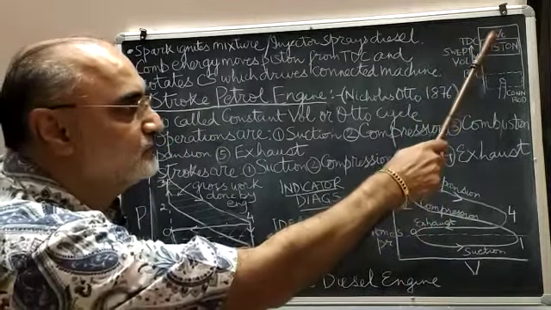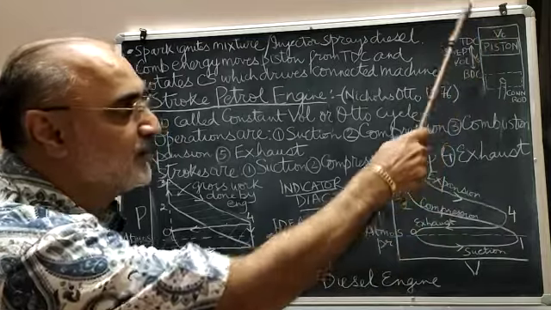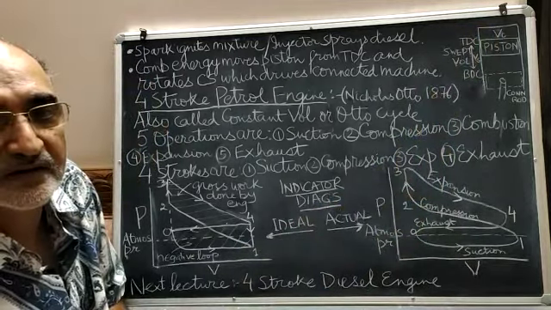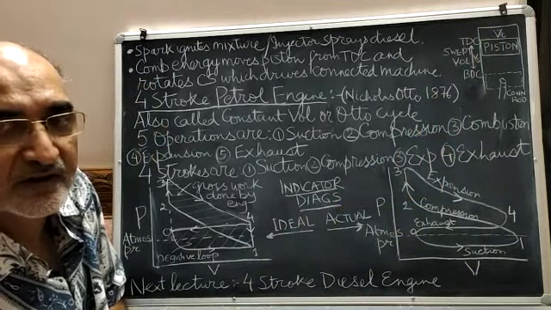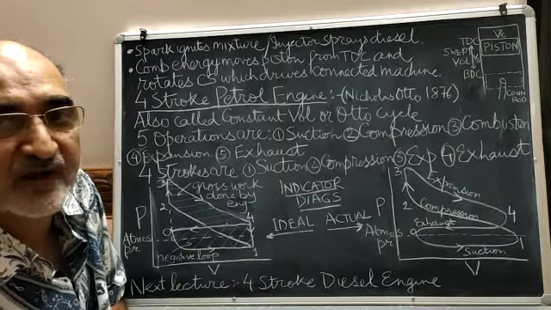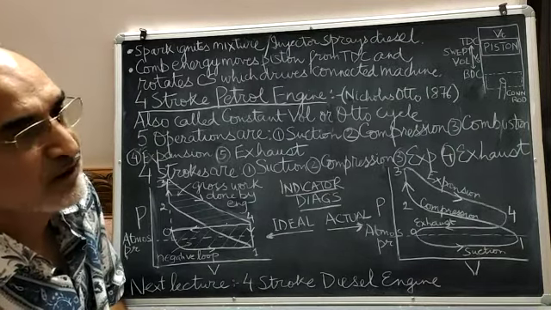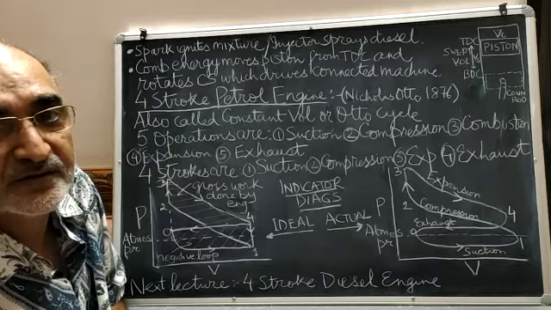Clearance volume is above the TDC. This is where the charge is compressed and it is either ignited by a spark plug or self-ignited in the case of a CI engine.